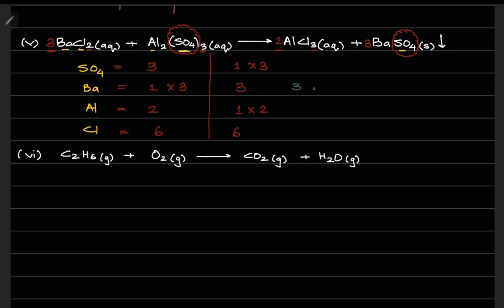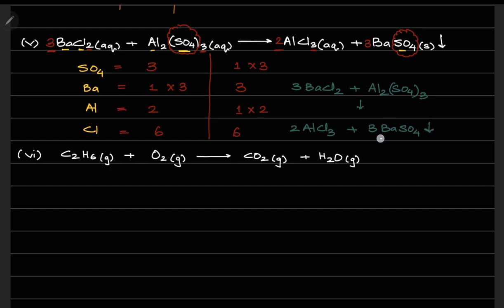The final reaction is 3 BaCl2 plus Al2(SO4)3 gives, I'll just write it down, 2AlCl3 plus 3 BaSO4. And just check, BaSO4 is with a downward arrow.